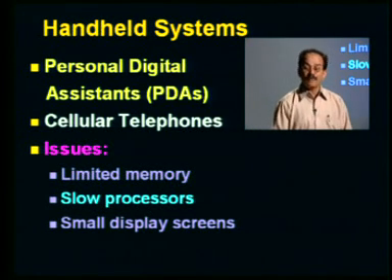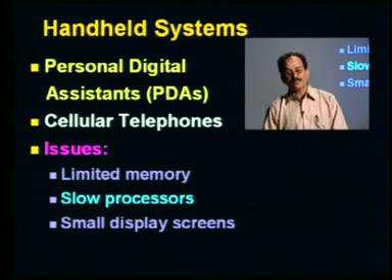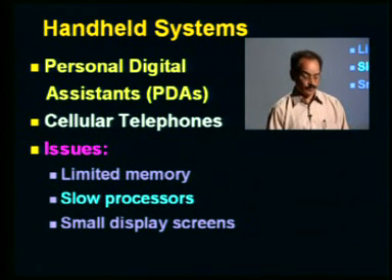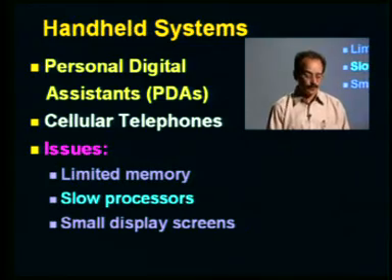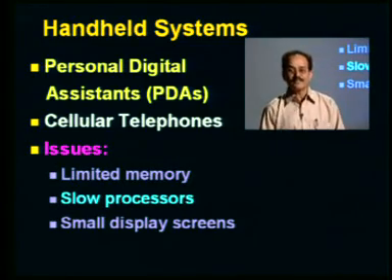Now, the major issues in the case of a handheld system are that it may have very limited memory available, the processor available may be very slow, or the display screen may be very small. If you look at your cellular telephone, the screen is very small, but still I have to have all my icons on this small screen. My processor may be slow, but I have to process the information. My memory may be very small, but still I have to put the required software into this particular system.